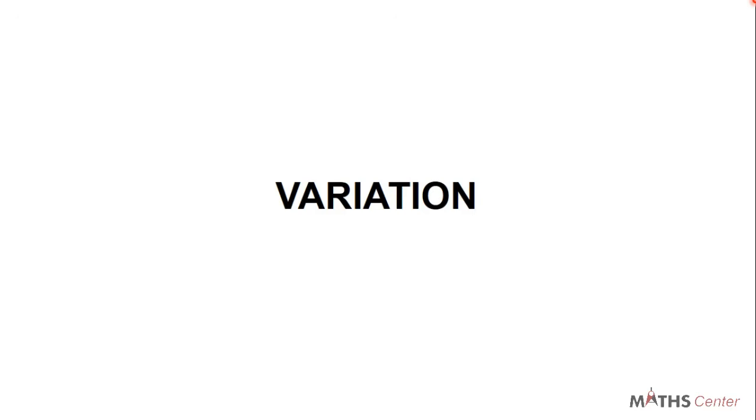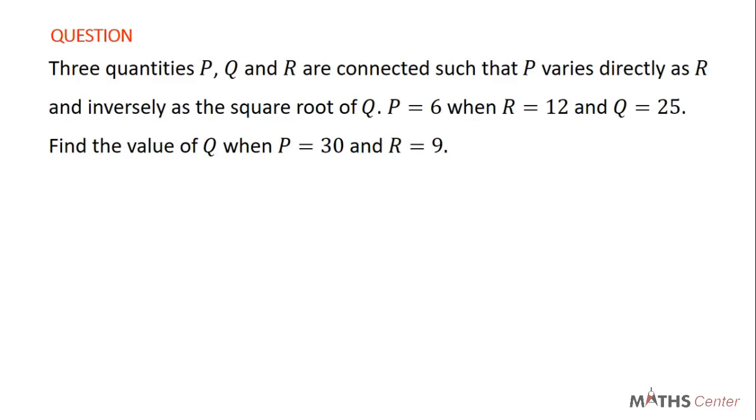In the previous video, we solved a question on joint variation. In this video, we are going to solve another question on joint variation. The question for this video is: three quantities P, Q, and R are connected such that P varies directly as R and inversely as the square root of Q. P is equal to 6 when R is equal to 12 and Q is equal to 25. Find the value of Q when P is equal to 30 and R is equal to 9.